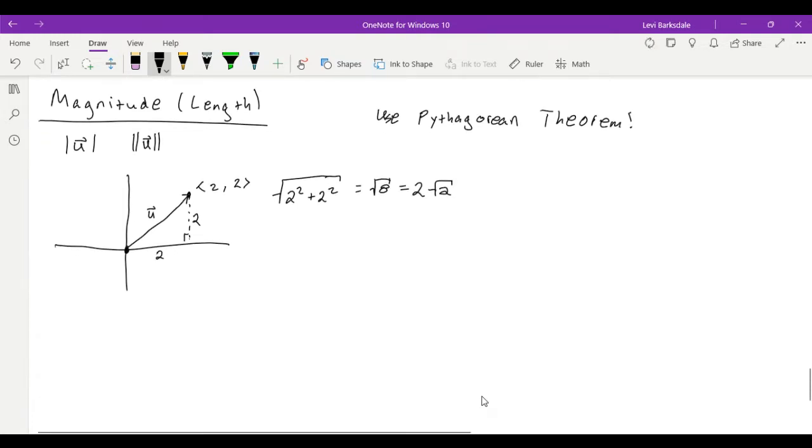For an example in 3D, let's say we had a vector (1, 2, 4), stealing from the previous example. If we wanted to find the magnitude of it, again, we just use the Pythagorean theorem. That would get us the square root of 21.